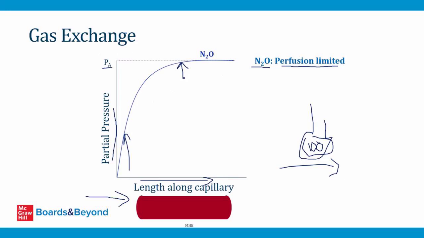So you can see that blood fully equilibrates with the alveoli by about halfway, and we have completely saturated the blood with nitrous oxide. And so this is how a perfusion-limited gas behaves. Basically, the blood becomes fully saturated by some point along the capillary, and the only way to get more gas into the bloodstream is to have more perfusion. In other words, to keep pushing more blood past the alveoli.